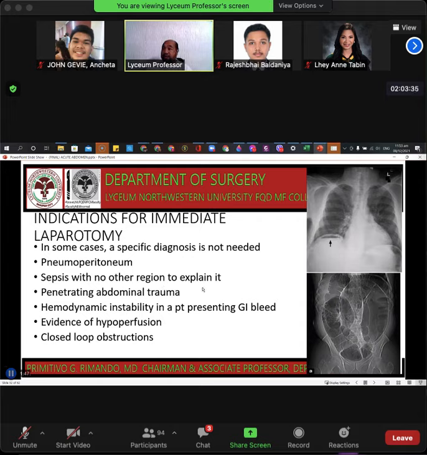Penetrating abdominal trauma. When we say penetrating, is it secondary to a gunshot wound, secondary to a stab wound? Then you have to do immediate laparotomy.